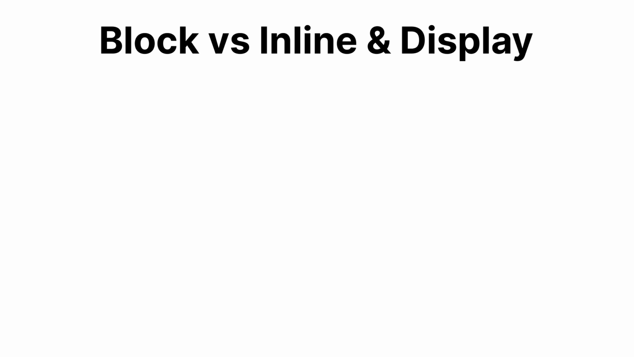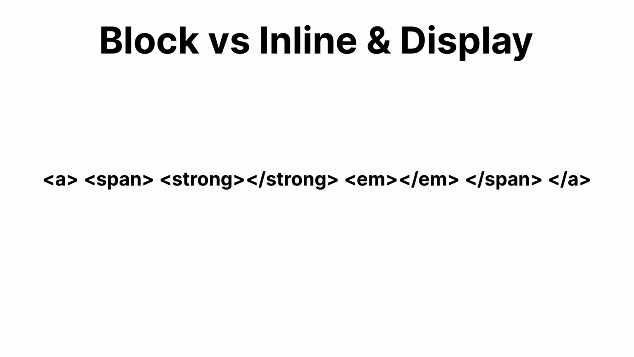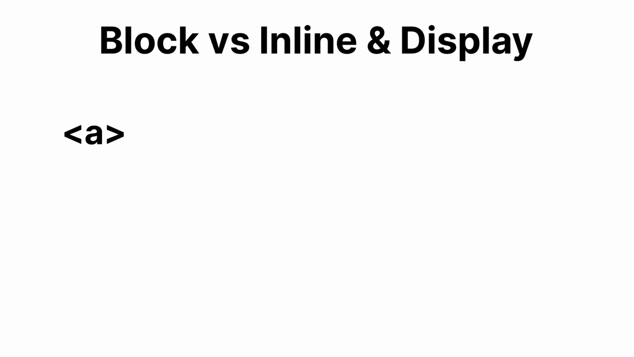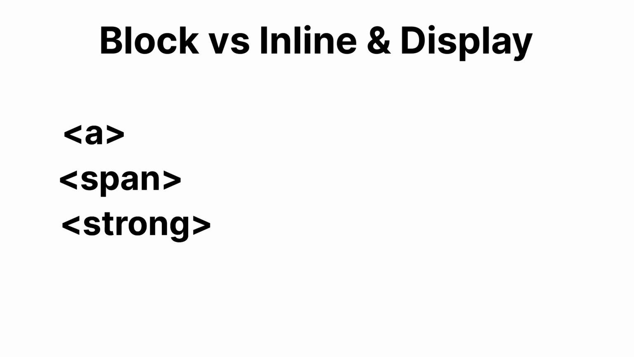Inline elements, on the other hand, don't break the flow of text. They sit inside a line alongside other inline elements, only taking up as much space as they need. Think of them as individual words or labels that fit neatly in a sentence. Examples include a tag for links, span for inline styling, strong for bold text, and em tag for emphasis.